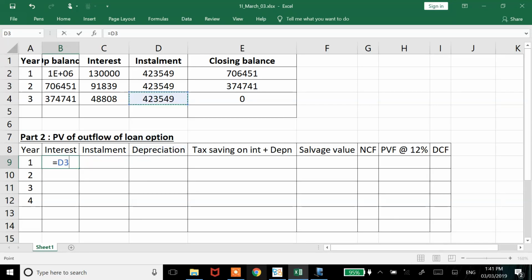Interest is copied from the earlier working note, installment is copied.